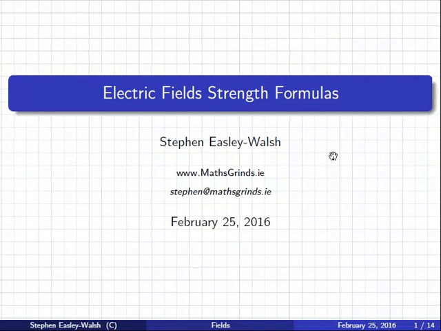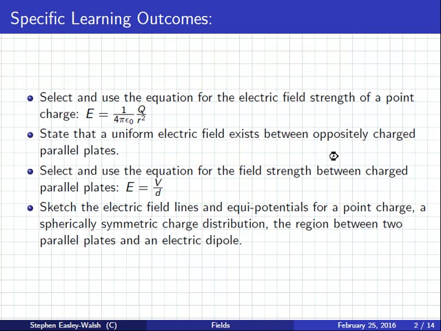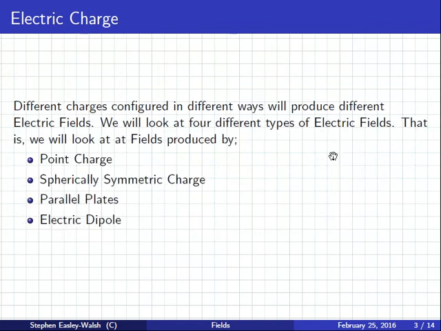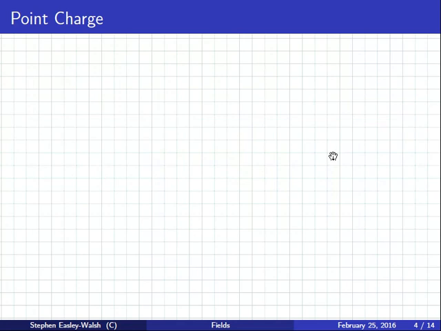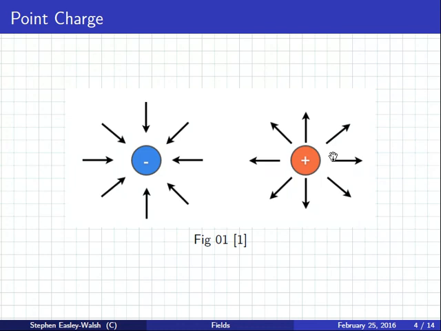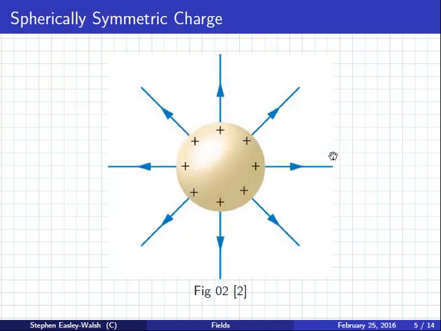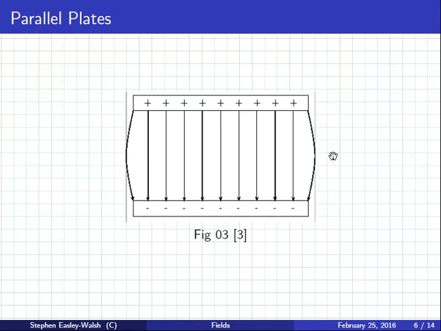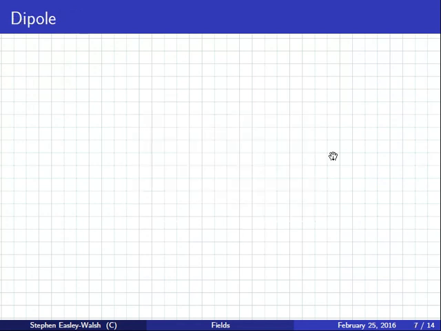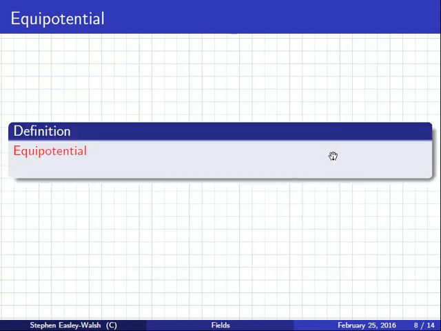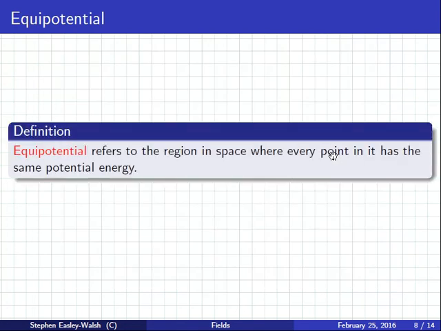Okay, so let's see. You wrote this down last time. We started this last time. We looked at the 4 different fields, or rather the 4 different configurations. So you can have a point charge, and then nearly the same thing is the spherical charge, and then we can have the parallel plates, and then we can have the dipole. Yeah, so this is what we did, and we did equipotential. I think this is where we finished, wasn't it?